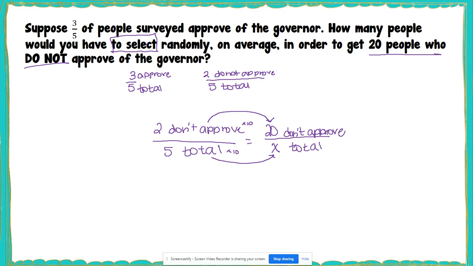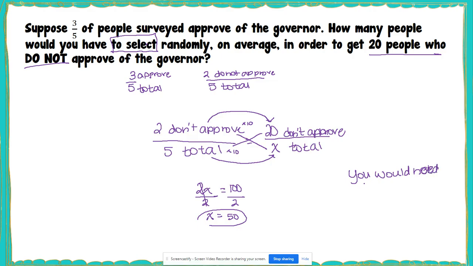You can also solve your proportion by cross-multiplying and setting up an equation. So if I did that, I would do 2 times x, which would give me 2x, and then I would put my equal sign, and then 20 times 5, which would give me 100. To get x by itself, I would need to divide by 2 on both sides of this equation. These 2's would cancel and leave me with x equals, and if I do 100 divided by 2, I would get 50. This means that you would need to sample about 50 people in order to find 20 who do not approve of the job that the governor is doing.